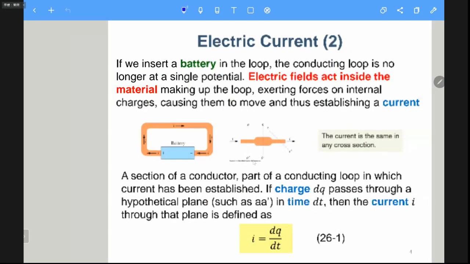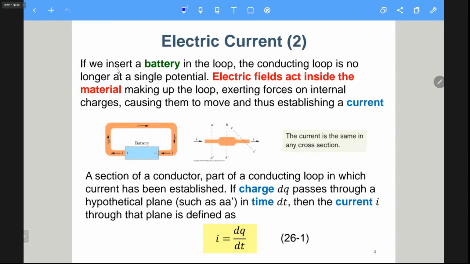So now we try to do something not so easy. We try to insert a battery here, to make this loop a bit broken. Of course, you connect it at this point and this point. So if we insert the battery in the loop, the conducting loop is no longer at a single potential. So an electric field acts inside the material making up the loop, exerting force on the internal charges, causing them to move and thus establishing a current.